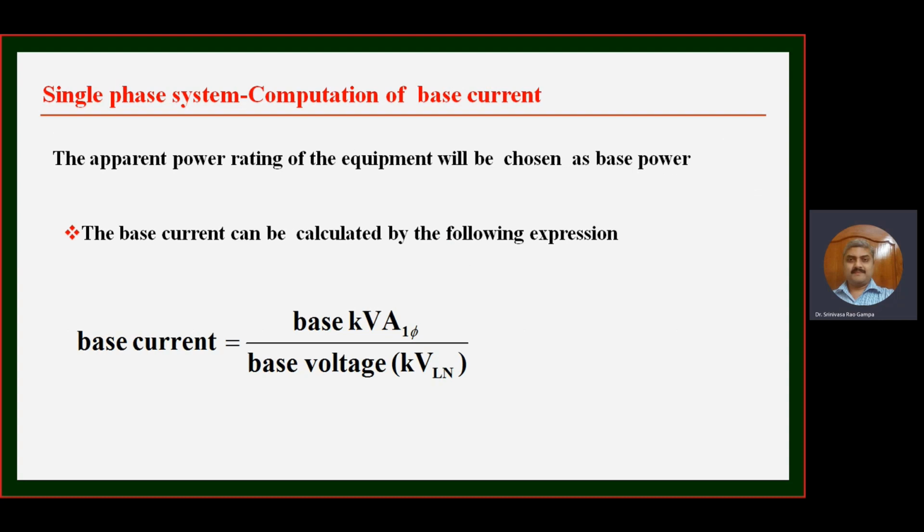The apparent power rating of the equipment will be chosen as the base power. Whether the machine rating is in kilowatts or, like transformers, in kVA, we will choose the best possible value, generally the apparent power rating of the highest rated generator, as the base value. The base current can be calculated by the following expression: base current is equal to base kVA by base voltage. If the power is expressed in kVA, the voltage we also express in kilovolts.